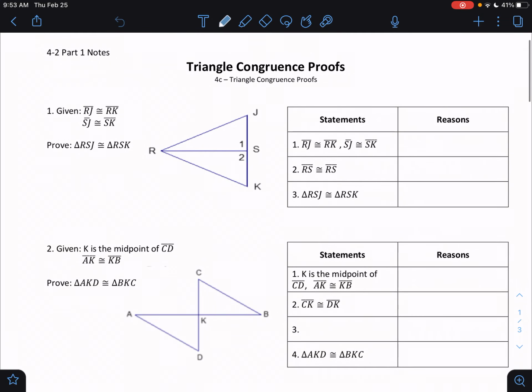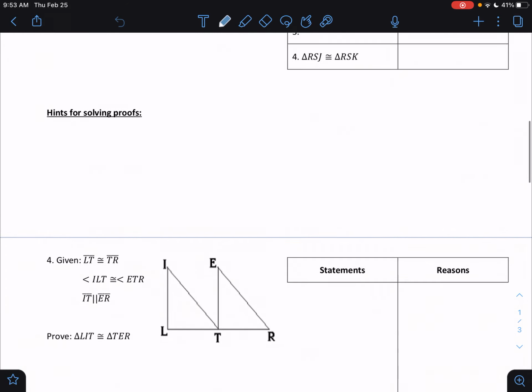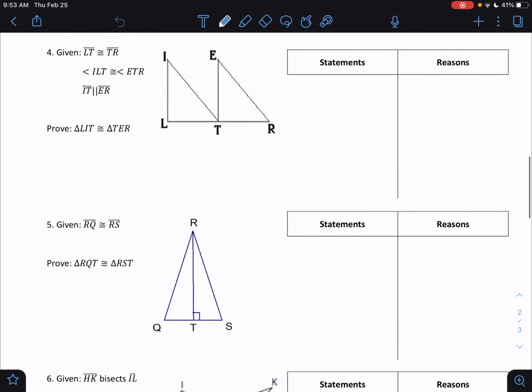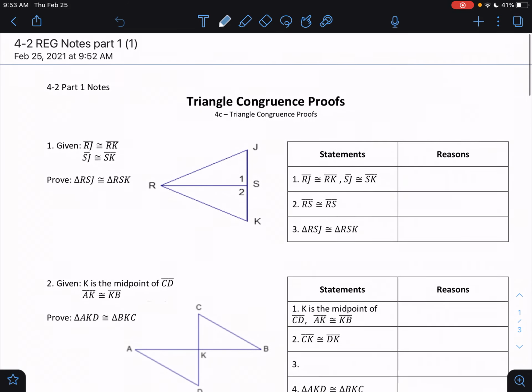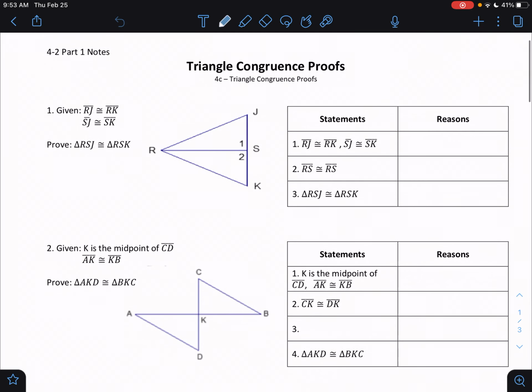Okay, so today we're going to go into triangle congruence proofs, and we're just going to take notes on the first page here, and the second page we're going to save for Monday. So for triangle congruence proofs, we are told that the triangles are congruent, and we just need to prove that. So we're going to start with one that gives us all the statements, and then we're going to have to create statements on our own and reasons on our own. So let's start with number one.